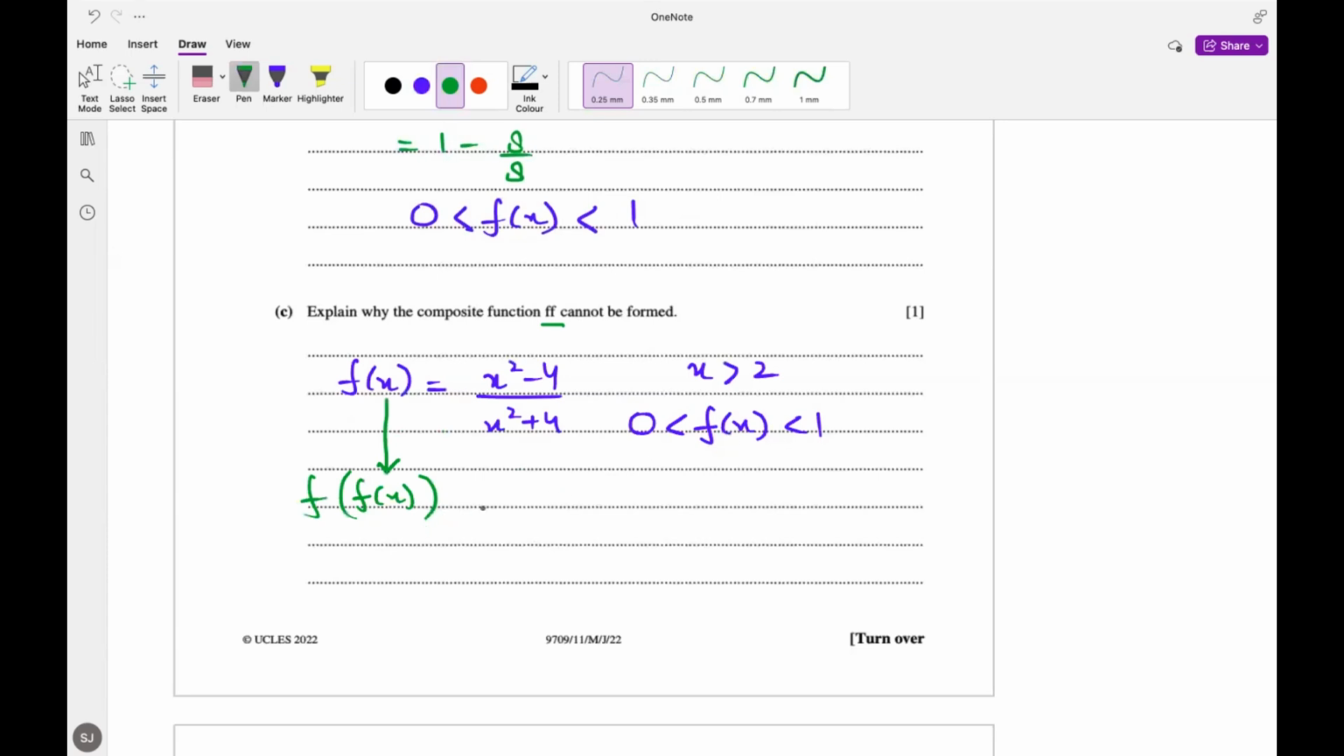So we can say that the range of f of x does not lie in the domain of f. So this composite function cannot be formed. So we can write a final answer as that the range does not include the domain of f for any of the values of x.